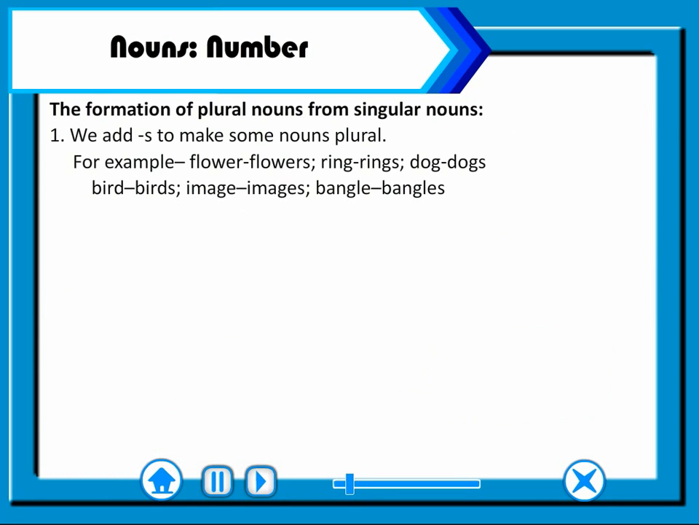The formation of plural nouns from singular nouns. We add s to make some nouns plural. For example, flower, flowers, ring, rings, dog, dogs, bird, birds, image, images, bangle, bangles.